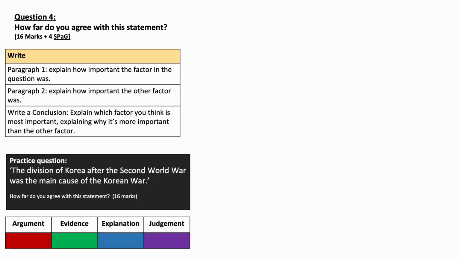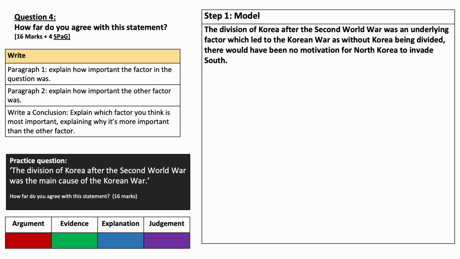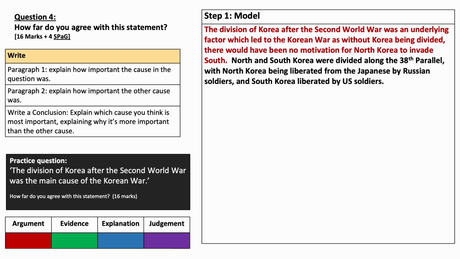We're going to use our AEEJ structure, and I've colour-coded it here just so that we can think about how we would colour-code it ourselves. Okay, so let's start off with our argument. The division of Korea after the Second World War was an underlying factor which led to the Korean War, as without Korea being divided, there would have been no motivation for North Korea to invade South. So I've made a very clear argument here. I've even used a causal word to make my argument extra strong, making a case about where this sits within the causal argument.